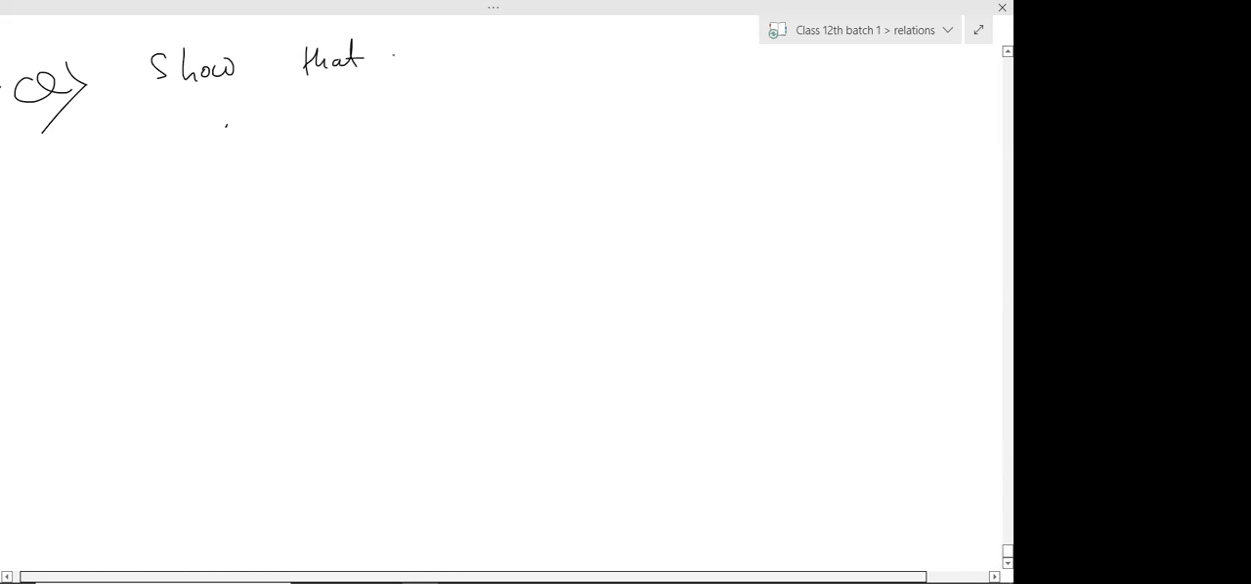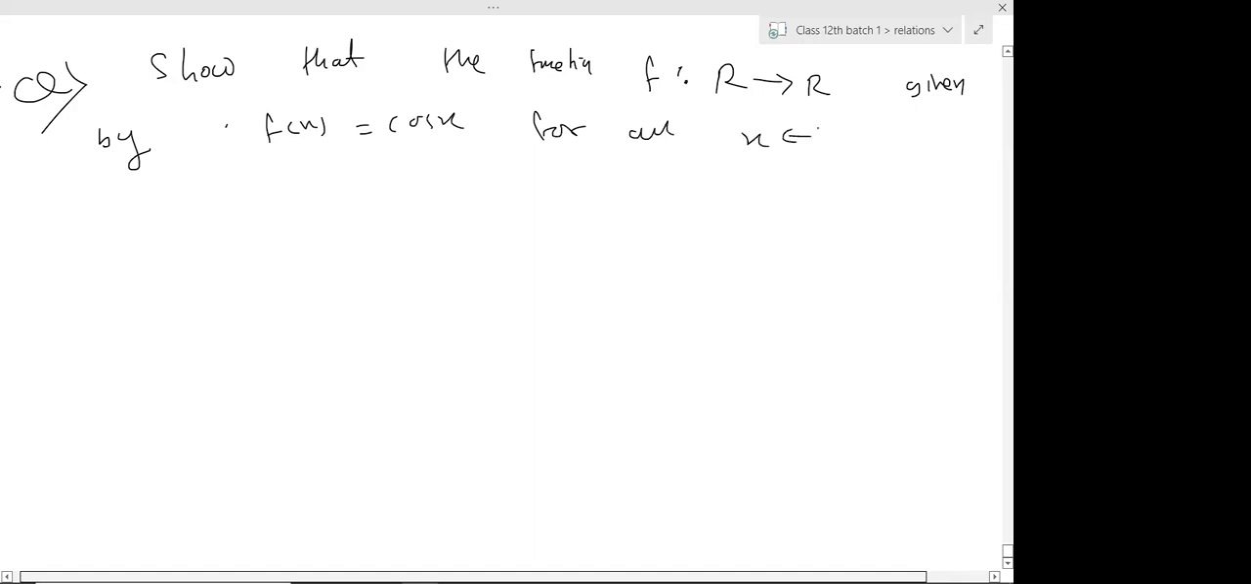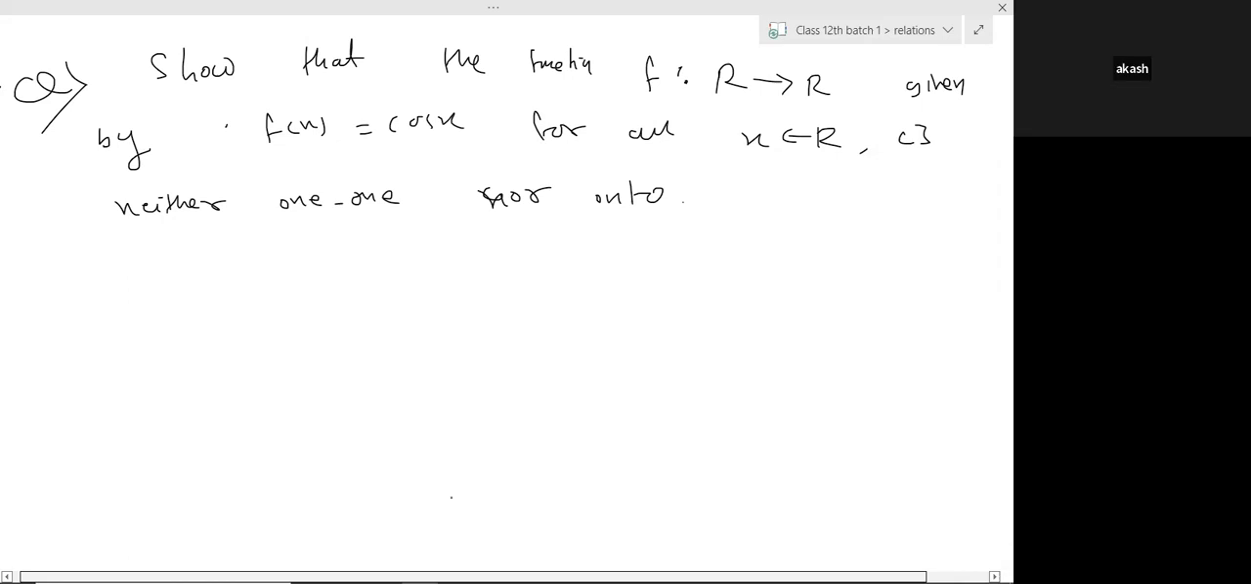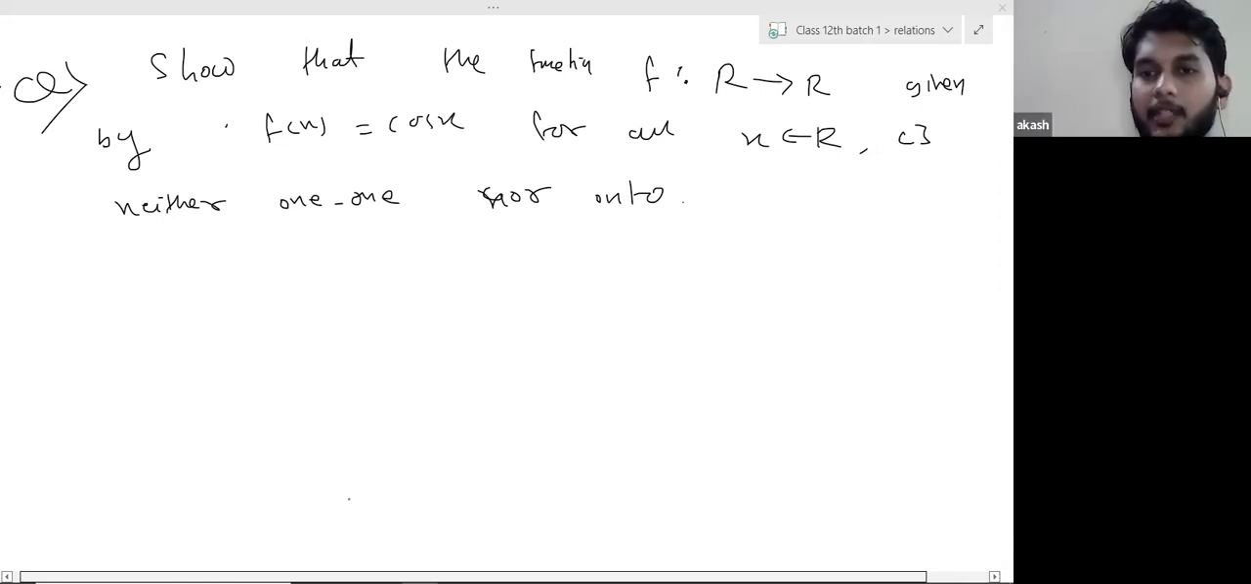Show that the function f from R to R given by f of x equals cos x for all x belongs to R is neither one-one nor onto. All right, try to solve this one. I'll give you a few minutes. You all know what cos x is, right? Trigonometric function cos x.